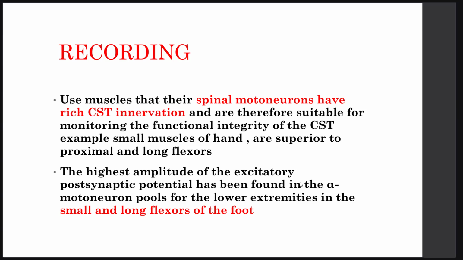It was found that small muscles of the hand have a very large pool of alpha motor neurons in the anterior gray horn. So we usually use them because the probability of getting a response from small muscles of the hand is very high. And it was found that the long flexors of the foot muscles have a very large pool of motor neurons in the gray matter of the spinal cord. That's why we love tibialis anterior.